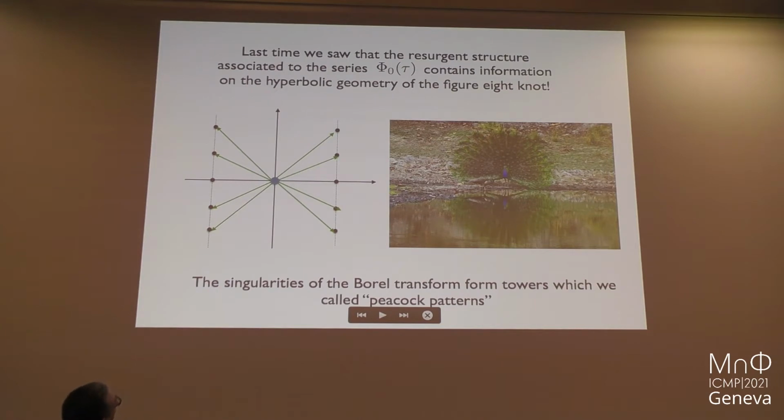Now, when you look at the Stokes rays of these towers of singularities, they look like a peacock looking at itself in the pond, and we call these patterns of singularities peacock patterns. So what happens is that you have these towers of singularities in these examples, and we thought that these deserve a name. So I hope the name will stick.